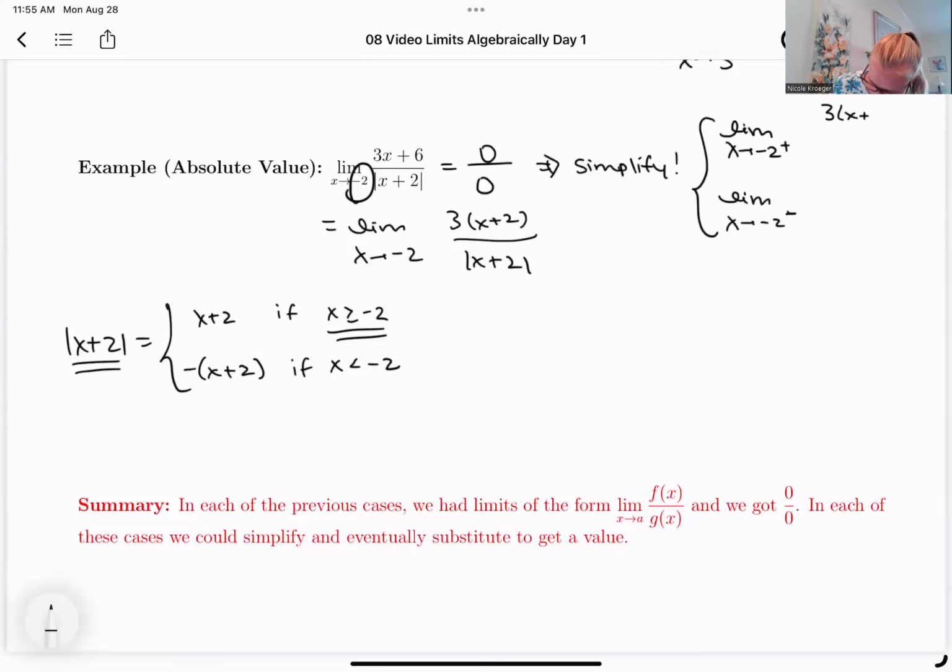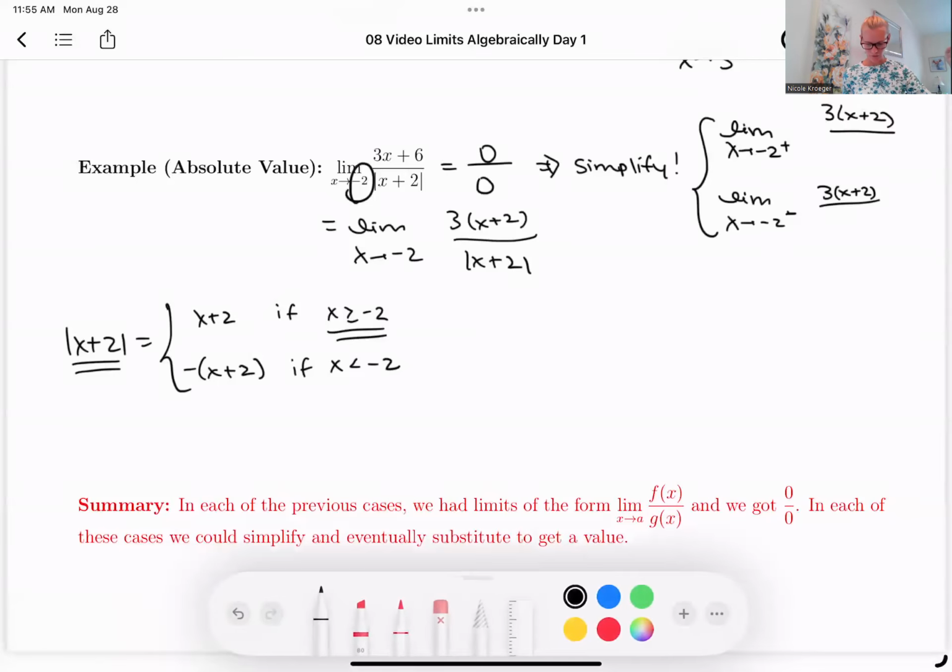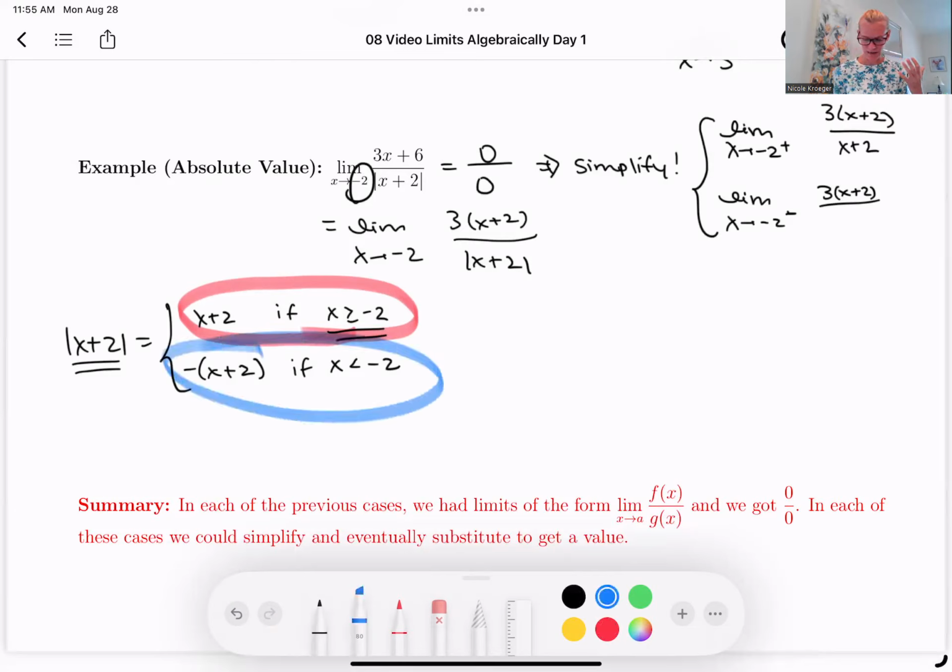We still have that 3 times x plus 2 in the numerator, regardless of what we're doing. If I'm working to the right of -2, so I'm plugging a number in bigger than -2, then the absolute value gets replaced just with x plus 2. If I'm working with a number smaller than -2, which would be to the left of -2, then the absolute value gets replaced with -(x plus 2). Okay. We notice in each of these cases, the x plus 2's cancel out. In the top case, I'm just left with 3. In the bottom, I'm left with -3.